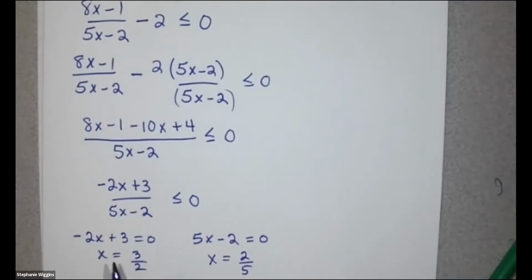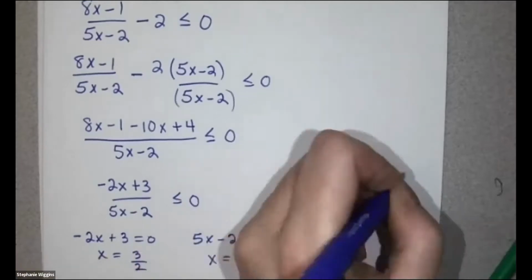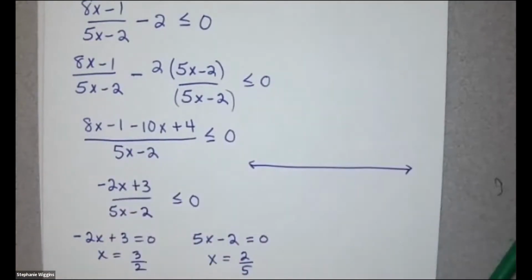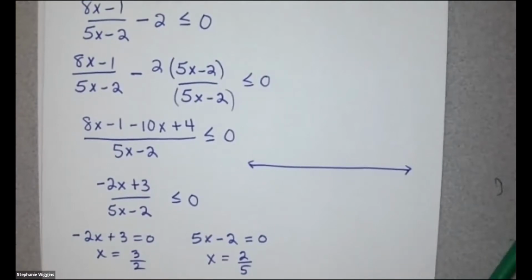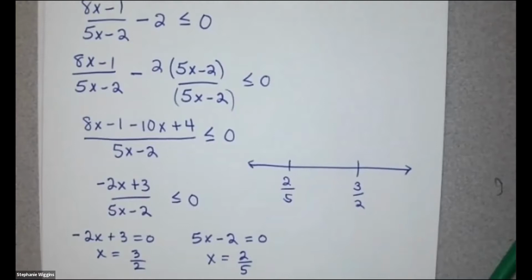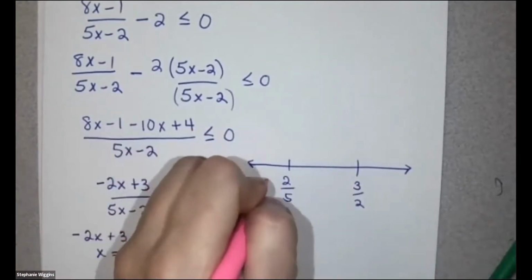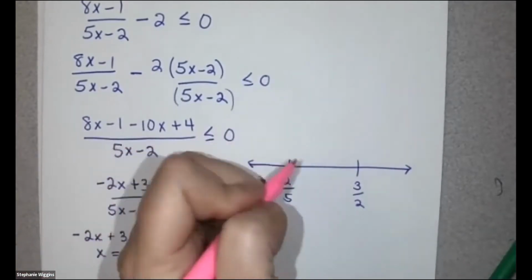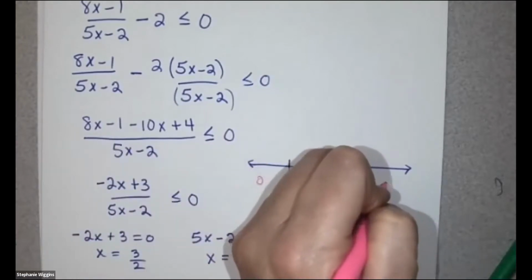Just verify that if you take 3 halves and plug it in, the 2's cancel, and I get negative 3 plus 3 is 0. Take the 2/5, plug it in, the 5's cancel, and then I get 2 minus 2 equals 0. So these are the correct solutions. Then I'm going to plot those on the number line. So 3 halves is 1 1/2, so that's going to be greater than 2/5, because 2/5 is less than 1. And in my regions, I'm going to pick 0, then I'm going to pick 1, and then I'm going to pick 2.